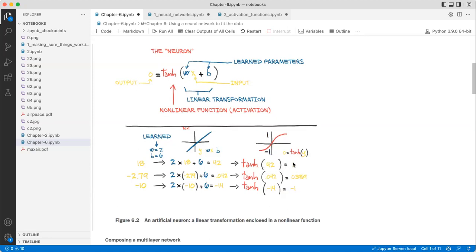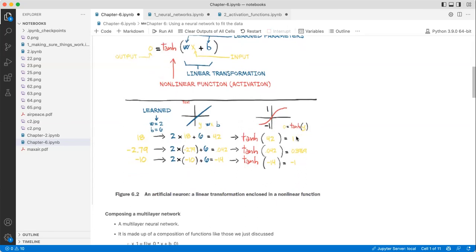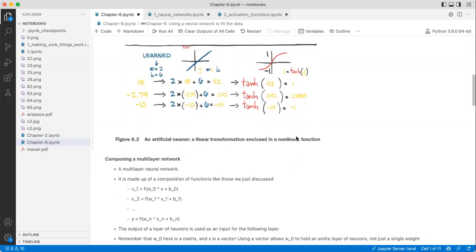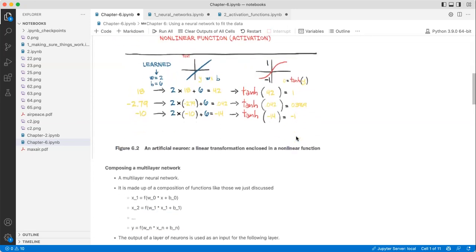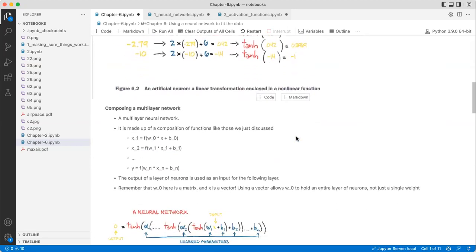We can observe the values for these 3 examples. For the first one, we have 1. For the second one, we have 0.39 whatever. And for the last one, we have -1. And this is the range of a tanh, from -1 to 1. So this is how the graph is. Everything has to fall between -1 and +1. Is this clear? I hope this is clear. We've been talking about this since chapter 1.